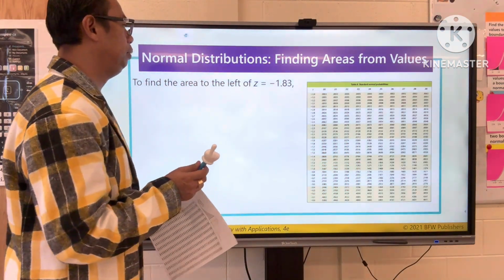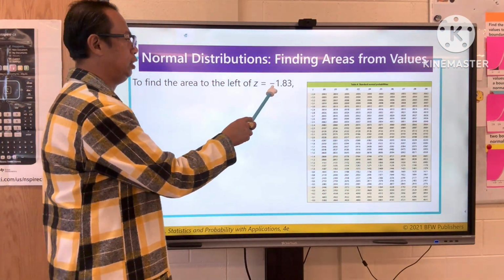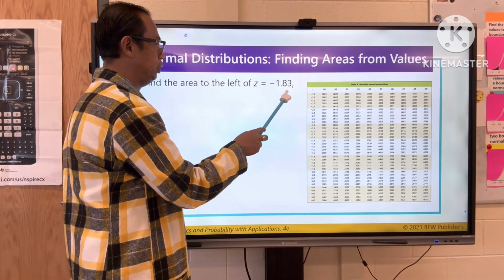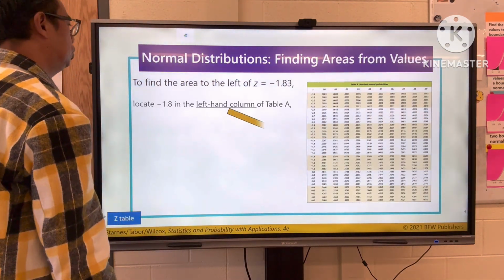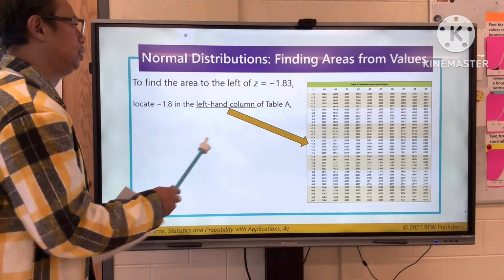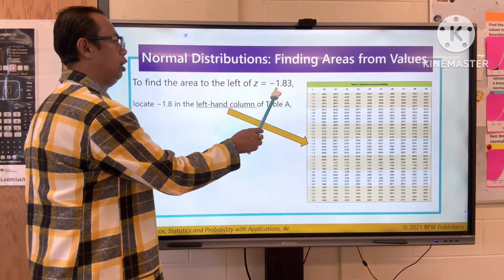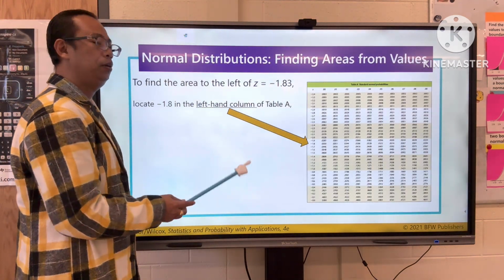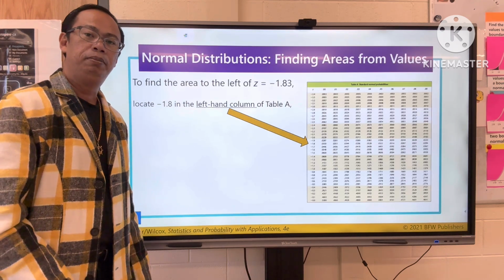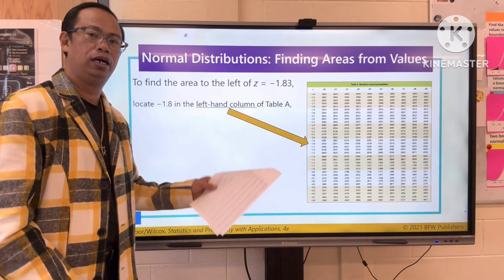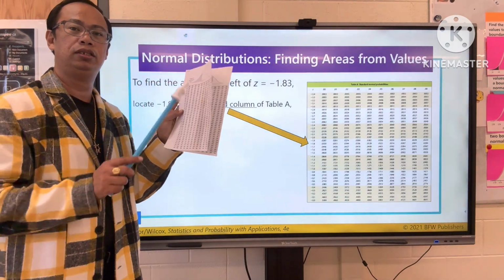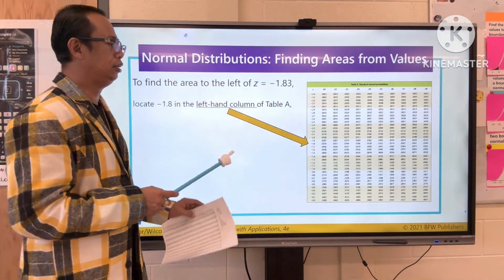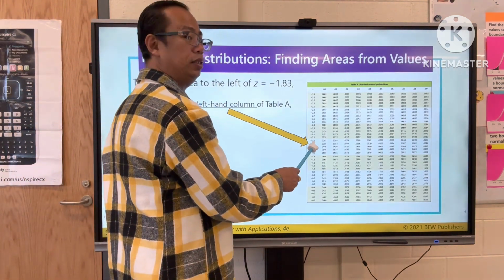Okay, so we go over to negative 1.8. The first thing to do is you get the 2 digits first, okay? So you look for the 2 digits first, the left side. So these 2 digits, 1.8, negative 1.8. Be sure it's negative, no? Because sometimes it is positive. You got 2 sheets of paper. Be sure it is on the negative side. Okay, negative. So negative 1.8, it's here.